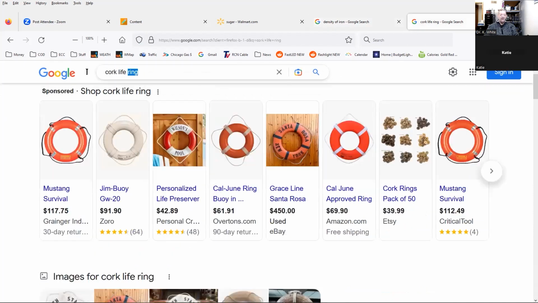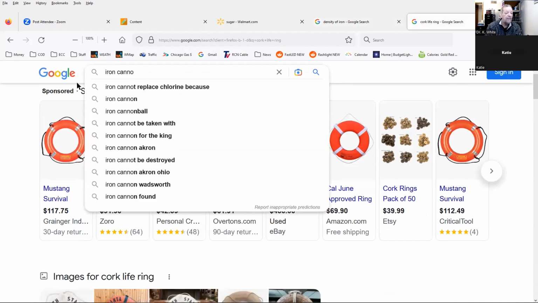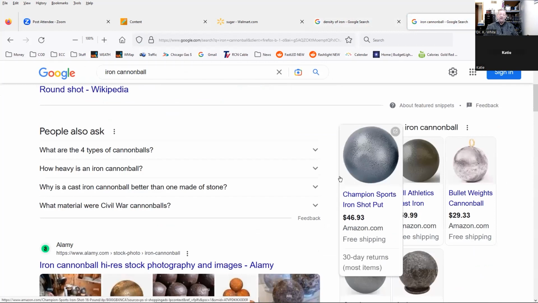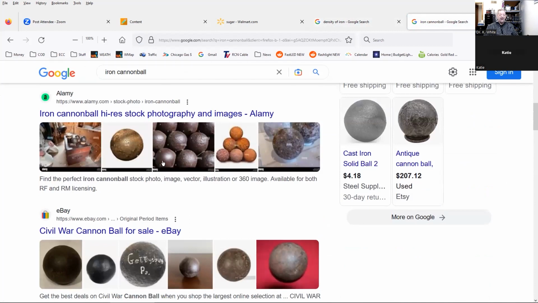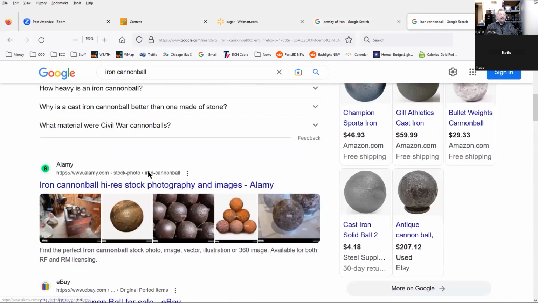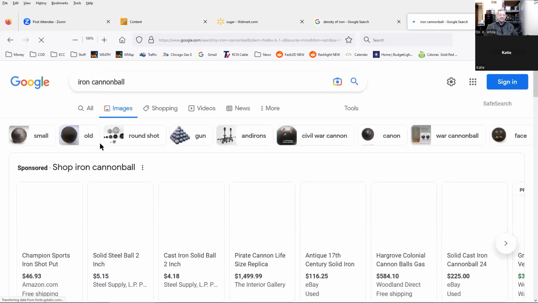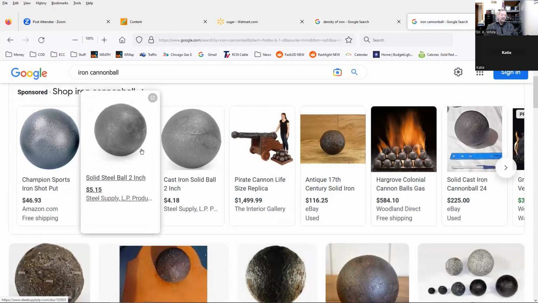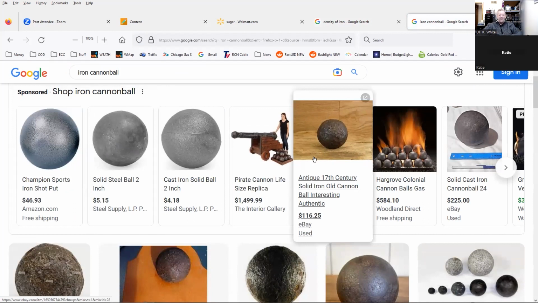In case you've never seen one, here's an iron cannonball. If you drop one of the, well, you can buy them. Oh, it's a shot put. But if you take an iron cannonball and you drop it in a bucket or barrel of water, because they're made of, well, these are steel, but let's just say iron, it's going to drop right there.